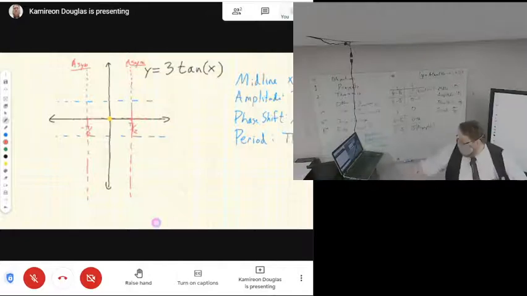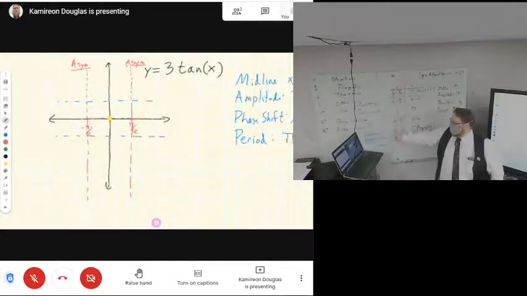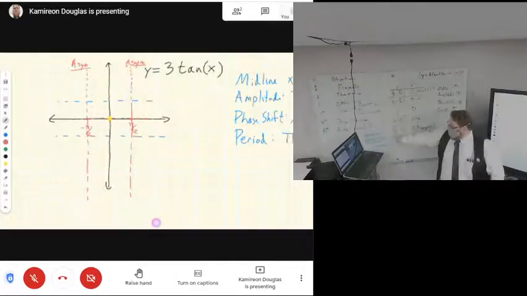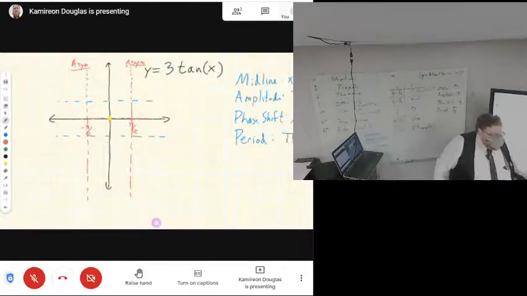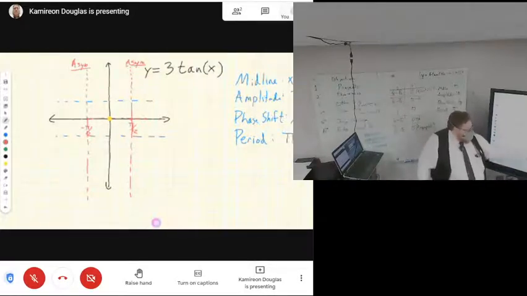Okay. Next piece. I can also tell where those are by plugging into the formula. I plug in C over B. C is 0. B is 1. 0 divided by 1 would be 0, plus pi over 2 times 1, which would be pi over 2. So that's why it's pi over 2. That's plugging in here. 0 minus pi over 2 is why I get negative pi over 2.